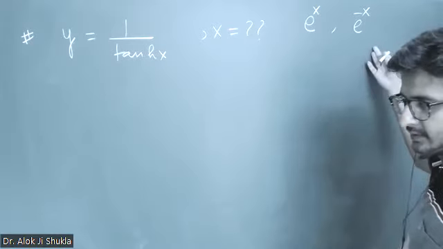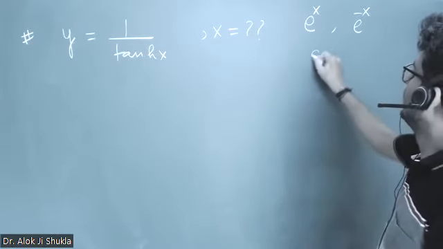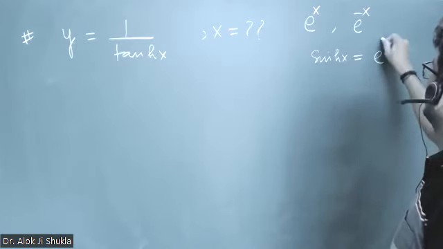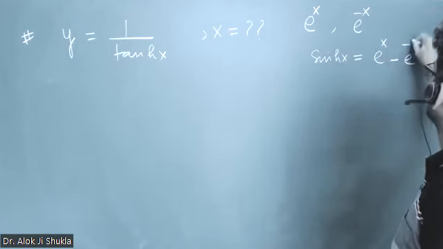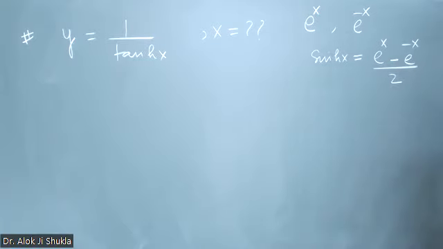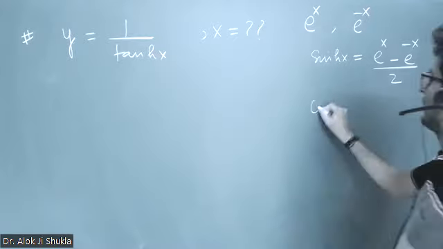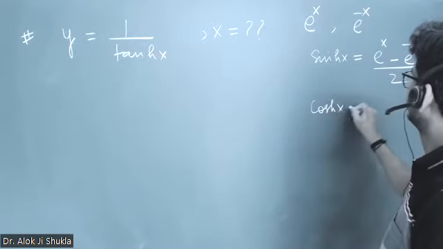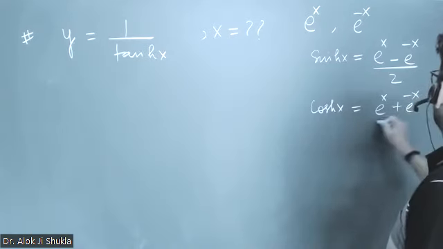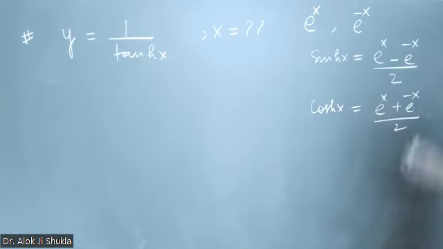Again, the exponential function. Now we define sine hyperbolic x as e to the power x minus e to the power minus x by 2, and we define cos hyperbolic x as e to the power x plus e to the power minus x by 2. You can open the series and see the sum.